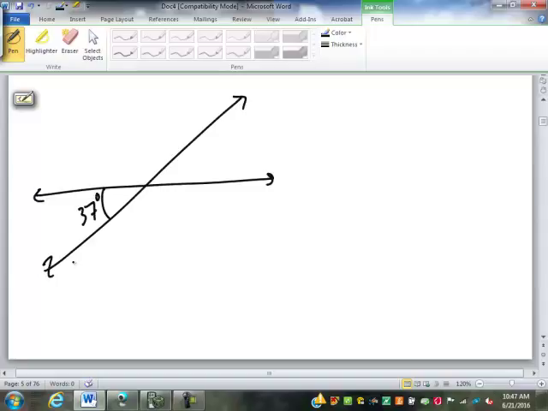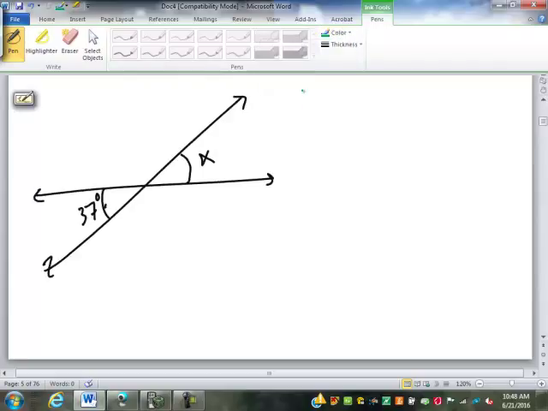So I have two lines that intersect here. Now they're not perpendicular, because if they're perpendicular, they'd have to form a right angle or a 90-degree angle in every direction. So they're not perpendicular. If I give you that this angle right here is 37 degrees, how can I find this angle right here? I'll call it x.